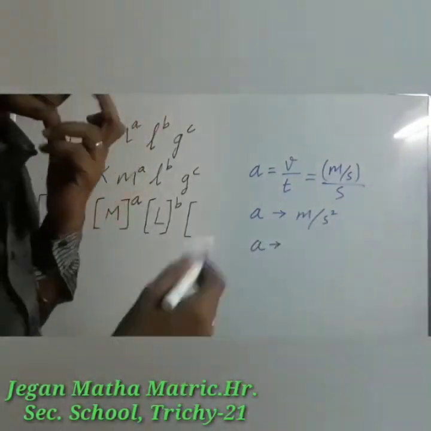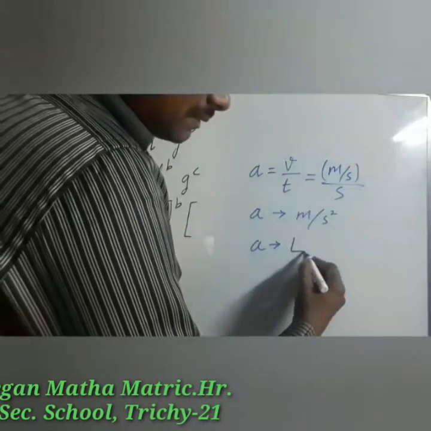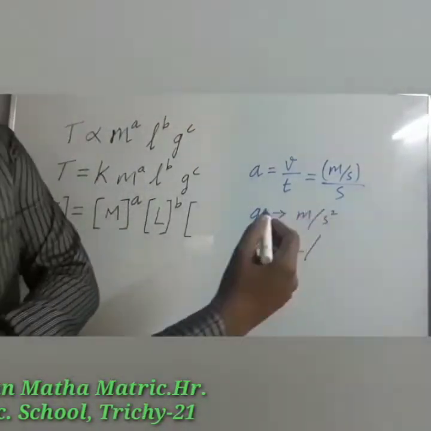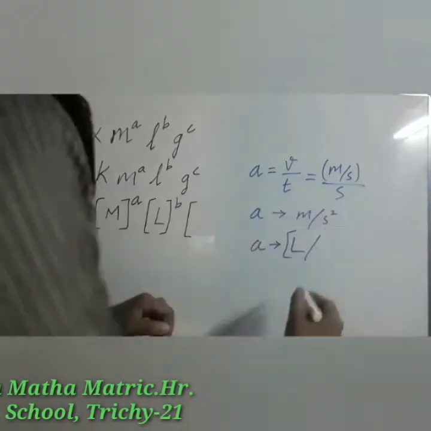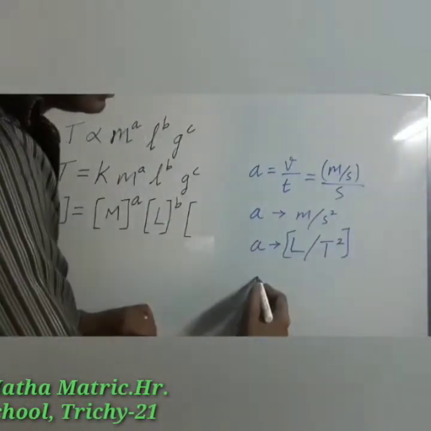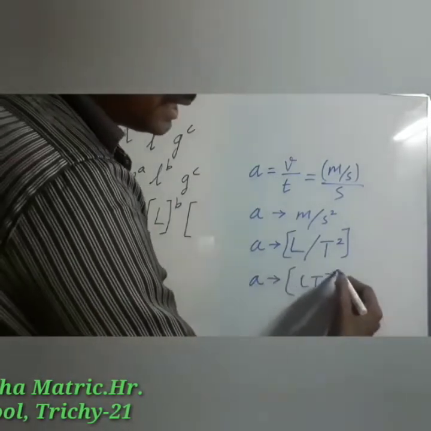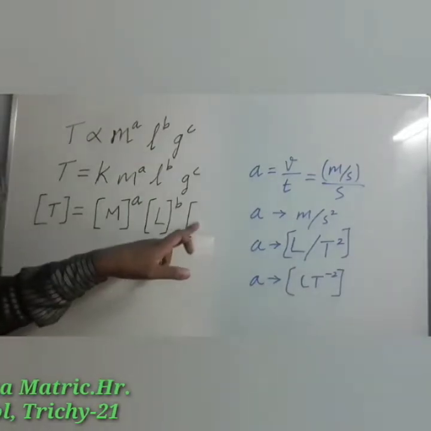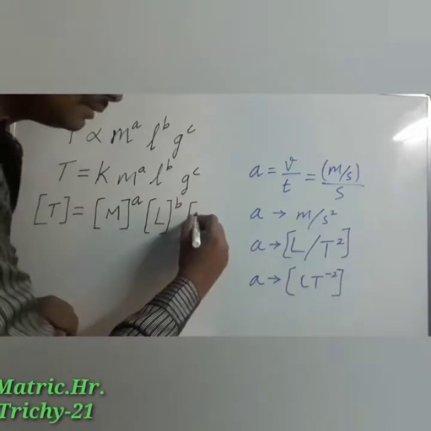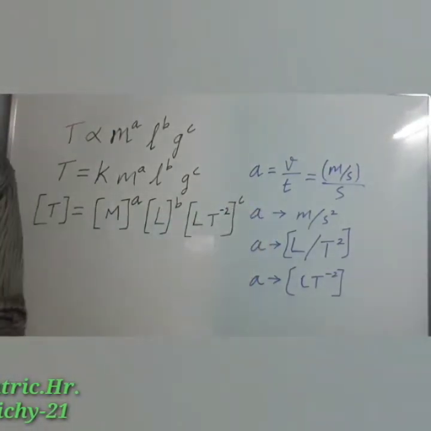For acceleration, what is the dimension? M refers to meter. What is the physical quantity? It is length. What is the dimension for length? L. Here per second square is there, that is nothing but time. For time, what is the dimension? T. Here square is used, so T square. For acceleration, the dimension is L T power minus 2. Acceleration due to gravity also has the same dimension, so we can substitute (L T power minus 2) whole power c.